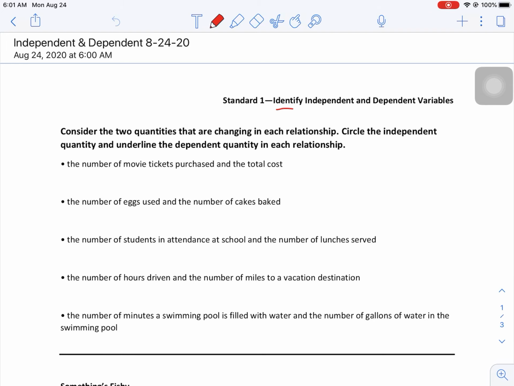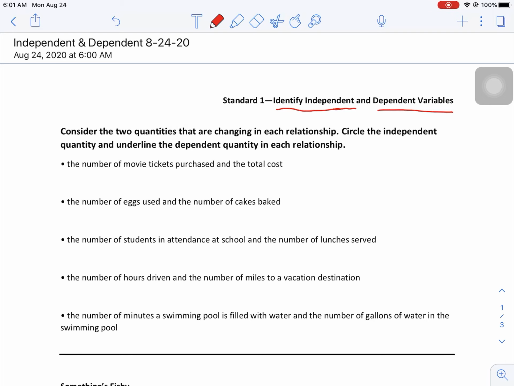This will be on what's called the independent and the dependent variables. And this deals a lot with graphing that we're going to do with the entire unit, okay? It says, consider the two quantities that are changing in each relationship. Circle the independent quantity and underline the dependent quantity. So it says a number of movie tickets purchased and the total cost.